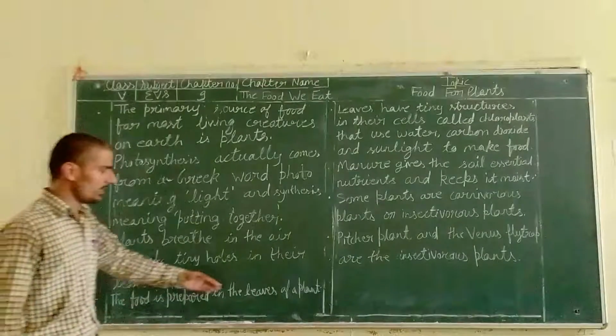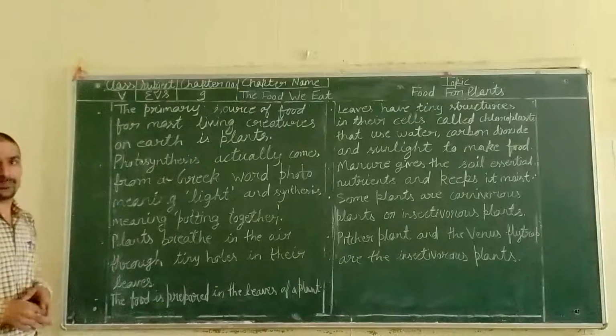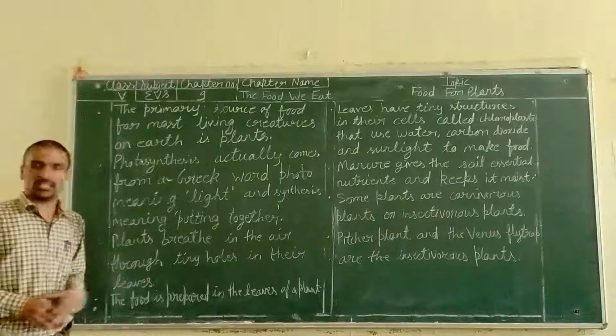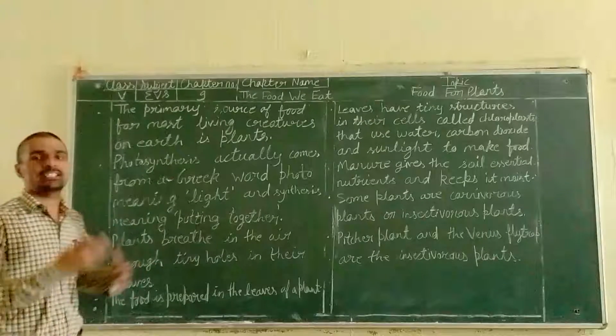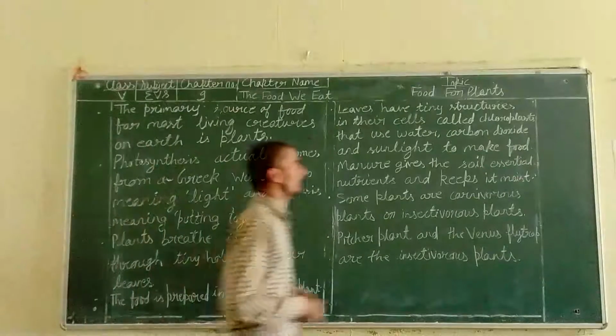The food is prepared in the leaves of a plant. The food that plants make is actually made in their leaves. In the leaves, they complete the process of photosynthesis and make food for themselves.